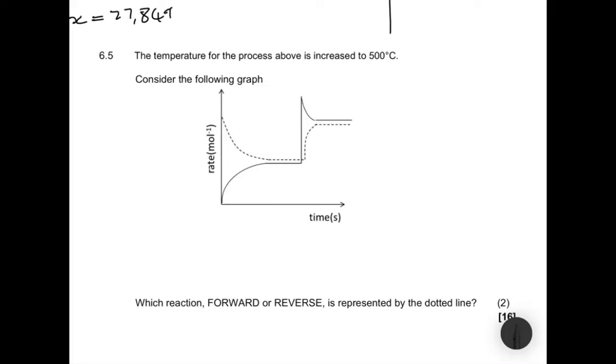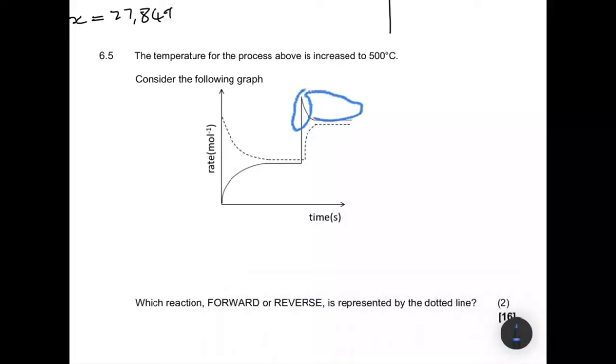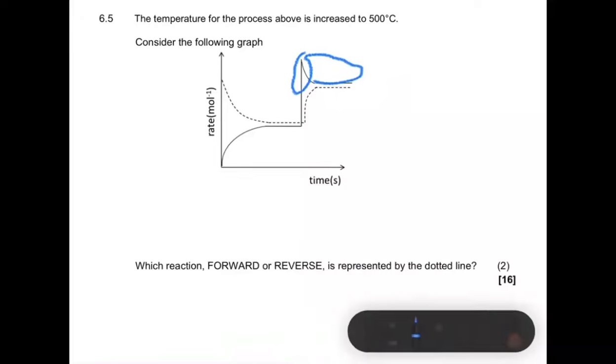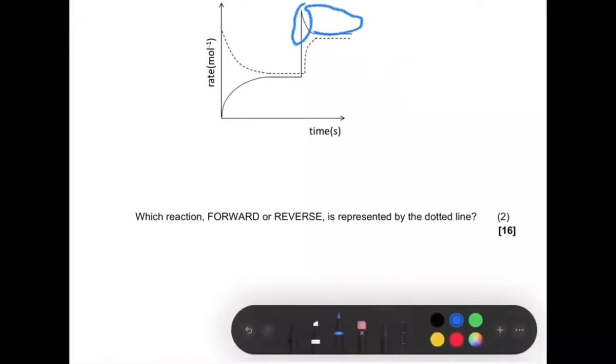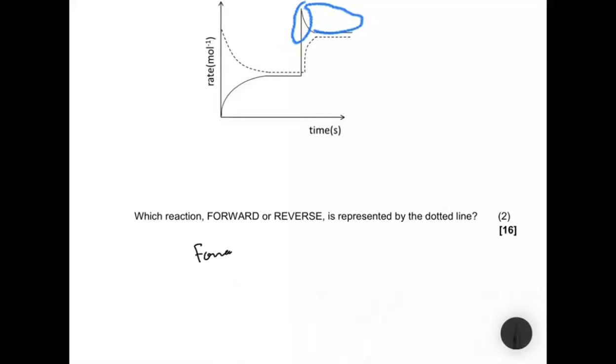So hence, the dotted line and the other line, they all go up, right? But then you can see clearly that this solid line goes up way above the dotted lines, right? So it is more favored. Hence, the solid line is the reverse reaction. So the forward reaction is the dotted line. So the question is asking us to determine which line is the dotted line. The dotted line is the forward, right?